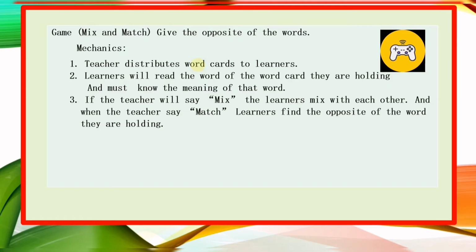We have here a game. This is a mix and match. So we have here the mechanics of the game. Number one, the teacher distributes word cards to the learners. Number two, learners will read the word on the word card they are holding and must know the meaning of that word. And number three, if the teacher will say mix, the learners mix with each other. And when the teacher says match, learners find the opposite of the word they are holding.